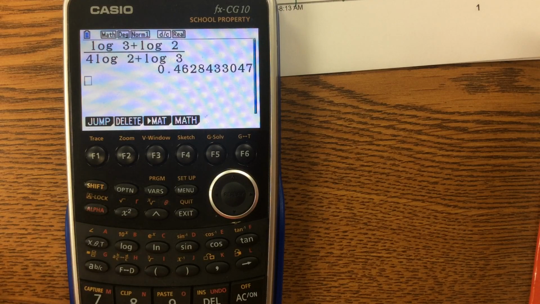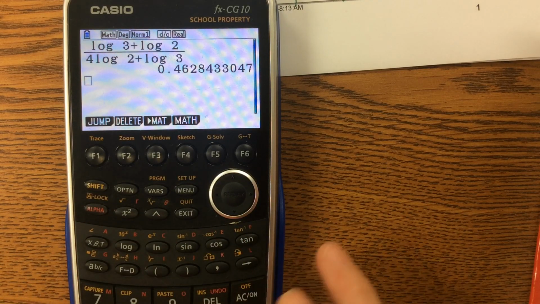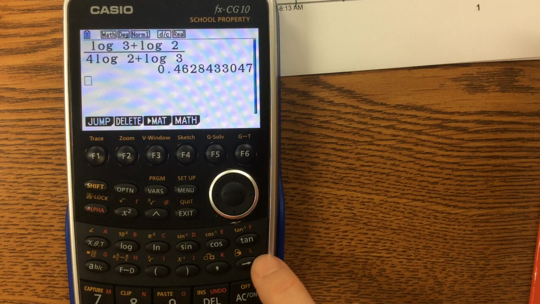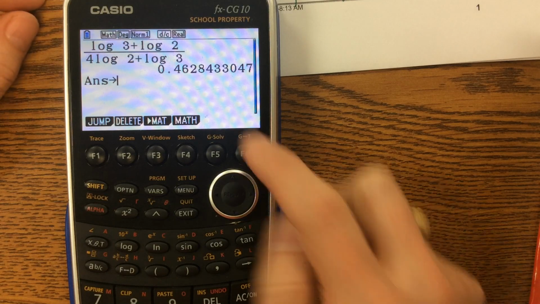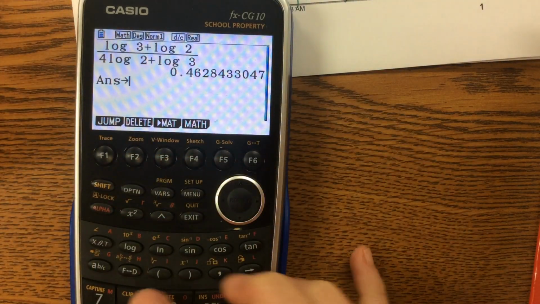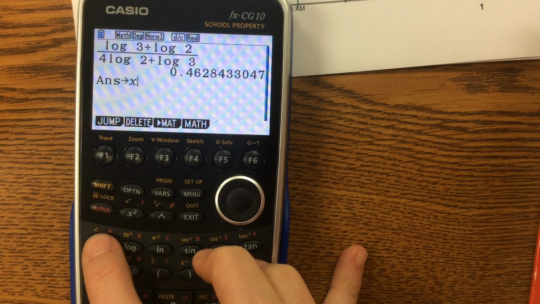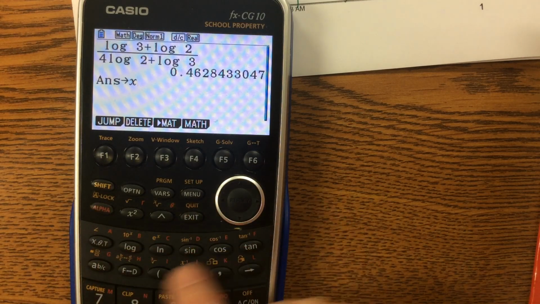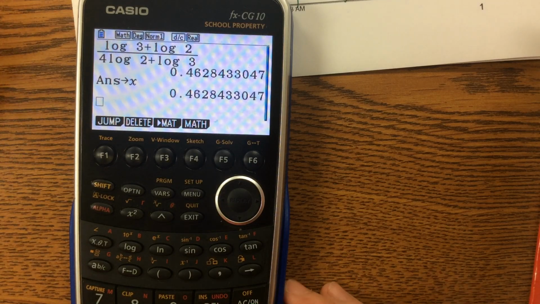Here's the approximate. Now what I want to show you is the Casio does a cool little thing. We can use the Casio to help us check. So this button right here, right above the on button, is a store button. It lets us store this last answer. See how it says answer and then it's storing that. I can store it as x, or I can hit alpha and then any letter that I want. I'm going to store it as x just because it was easy.